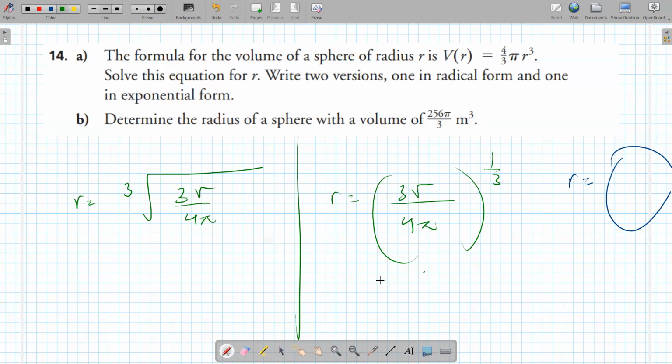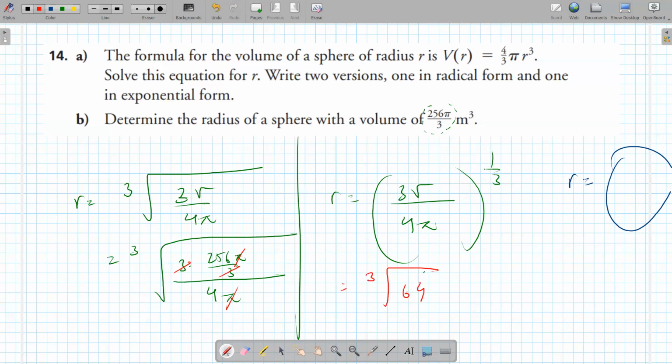It says, find the radius when the volume is that. For this one, you're simply going to replace V with that. So you get a cube root of, the volume is 3 times 256 pi over 3. On the bottom, we have 4 pi. 3 cancels out with 3. Pi cancels out with pi. This gives you cube root of 64. What's the cube root of 64? It's 4. Therefore, the radius of this sphere that has that number as a volume is 4 meters, okay?